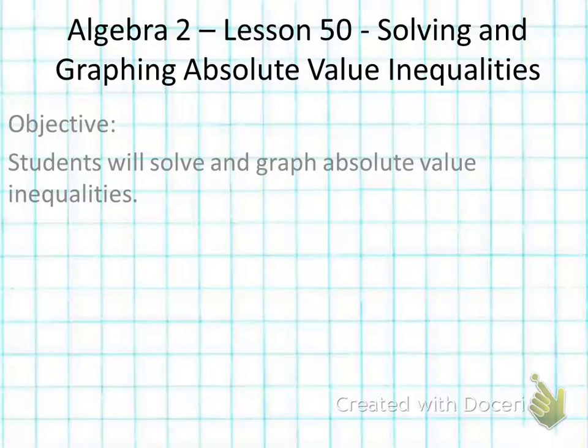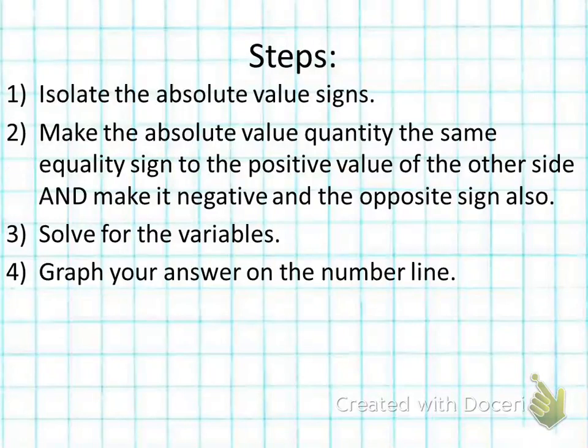Here we go. This is Algebra 2, lesson 50, solving and graphing absolute value inequalities. Last week we talked about solving and graphing regular equations, and we talked about graphing absolute value inequalities that had two variables. Today we're just looking at one variable. Here are the steps, and they're similar to last Friday, except that we have greater than and less than signs.